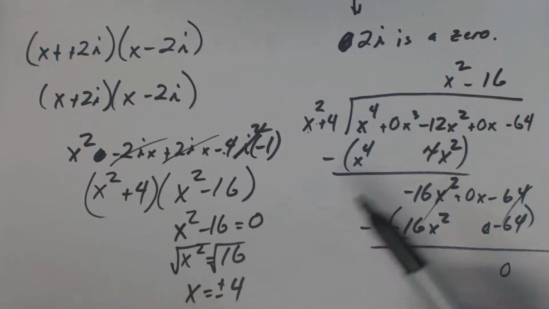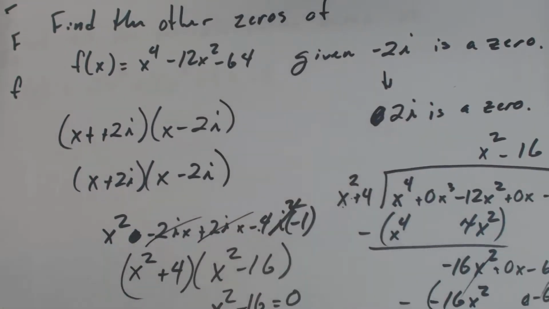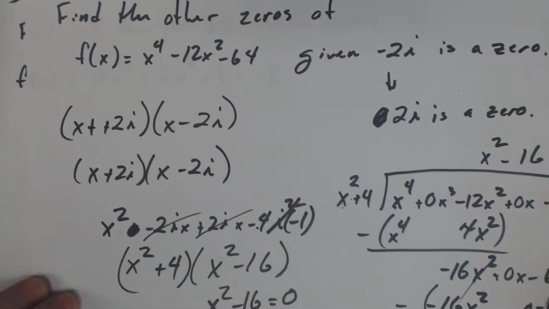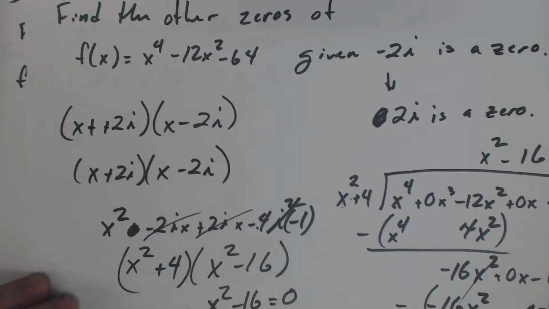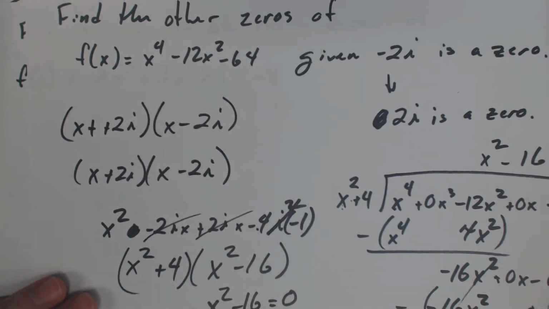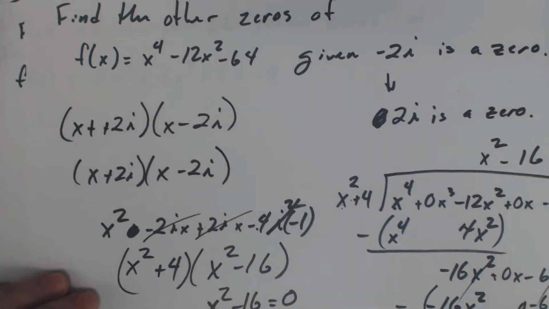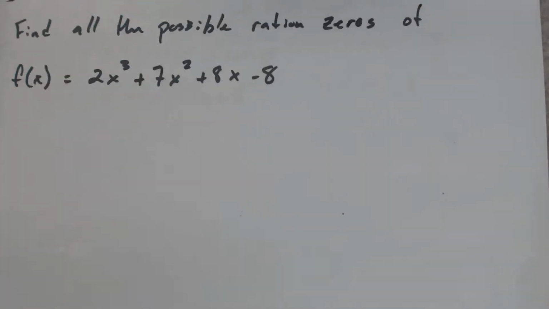Now, if you graph this thing, you can find the other two zeros. I'll just let you know, if you haven't figured that one out already, you could have found 4 and negative 4 from the graph. So, to each their own. So that's how you can find the other ones.